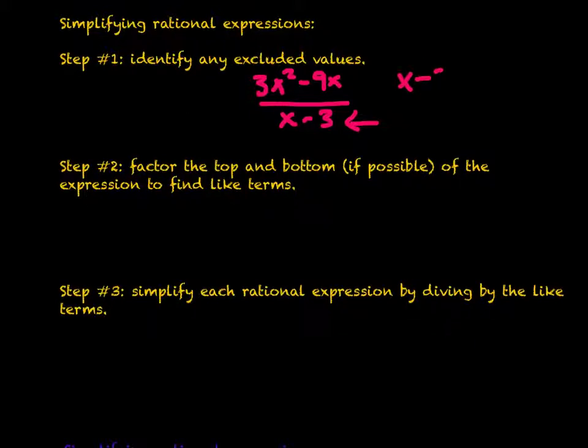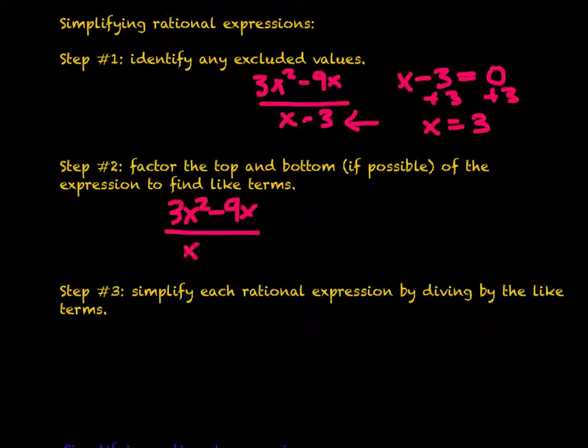We have x minus 3, and we're going to set that equal to 0, because when we do that, we can solve for x, and if x was equal to 3 in this case, everything in the bottom would be equal to 0, so therefore that would make our equation undefined. And we don't want that. We want to be able to find all the other possibilities. So we have now our step number 2. We have 3x squared minus 9x over x minus 3.